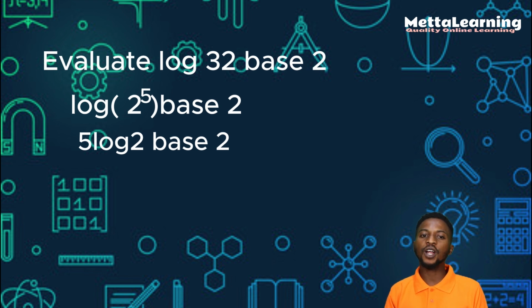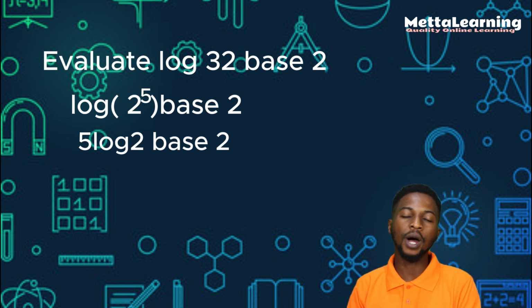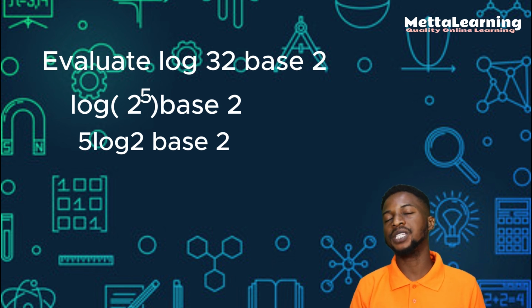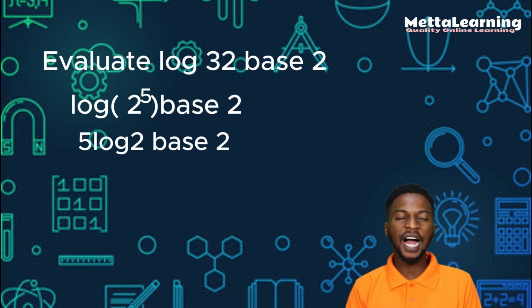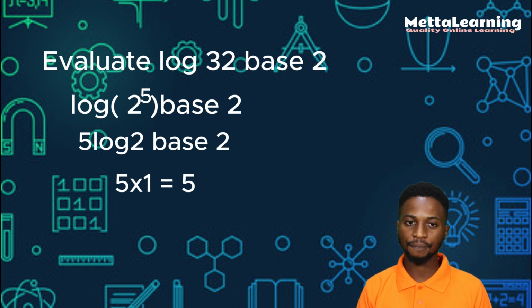And the law of log says that when you have the same number as the base, it is equal to 1. Take for example, log a base a equals 1. So 5 times log 2 base 2 will be 5 times 1, which equals 5 as our final answer.